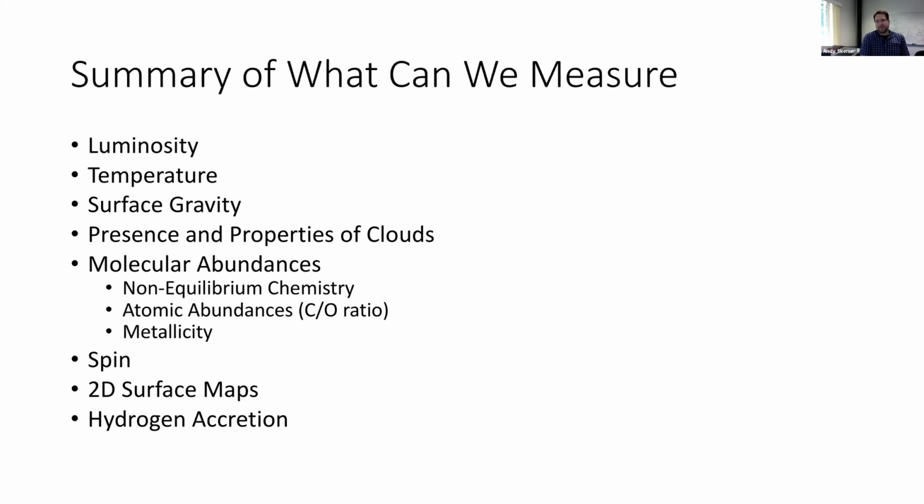Okay, so here's what we can measure on these directly imaged planets so far. We can measure the luminosity, the temperature, the surface gravity, which is kind of like mass, and the presence and properties of clouds. There are a lot of different things you can do once you can measure molecular abundances. You can measure the spin, you can measure 2D surface maps, you can see hydrogen accretion.